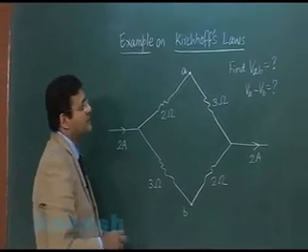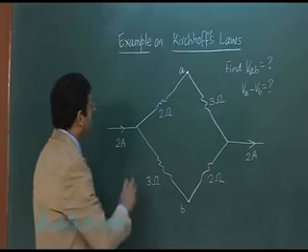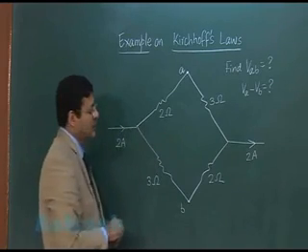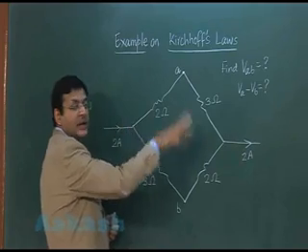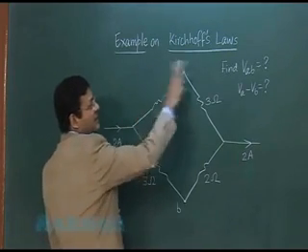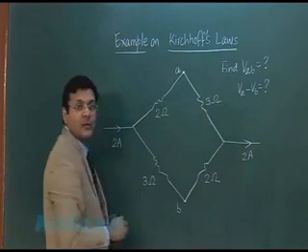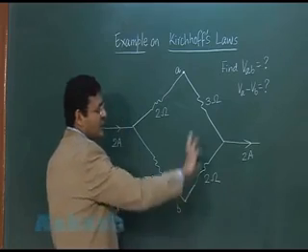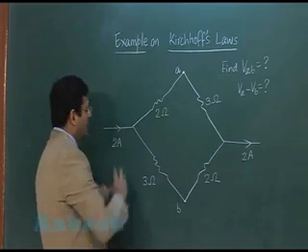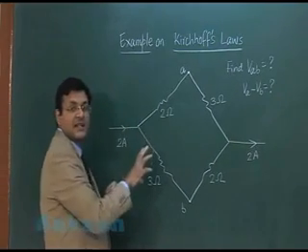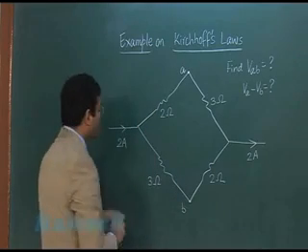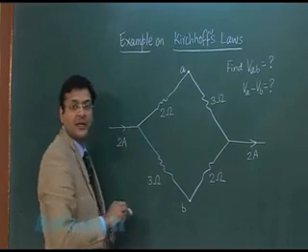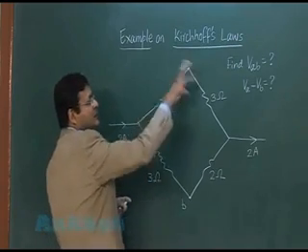Now you see, if you see this current, it has two paths to move from left to right. In the upper part, 2 ohm plus 3 ohm is 5 ohm, and below, 3 ohm plus 2 ohm is 5 ohm. Then this current has equal possibility of passing through both the branches. That means this 2 ampere will be equally divided into this part and this part.